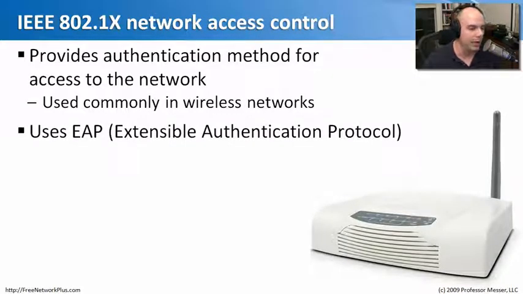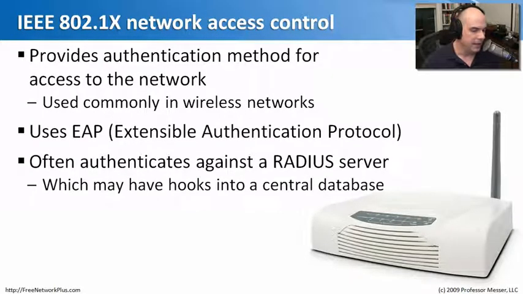This uses, by the way, EAP, the Extensible Authentication Protocol. Another good example of how EAP can be used to authenticate people onto the network, and just one of the many ways that it can be used. It usually authenticates against a Radius server. It can authenticate against a TACACS+ server with some access points. Ideally, the Radius server then has access into the central database so that you only need one username and one password to access anything on the network. You can use that username and password to get control onto the network and authenticate to the network.